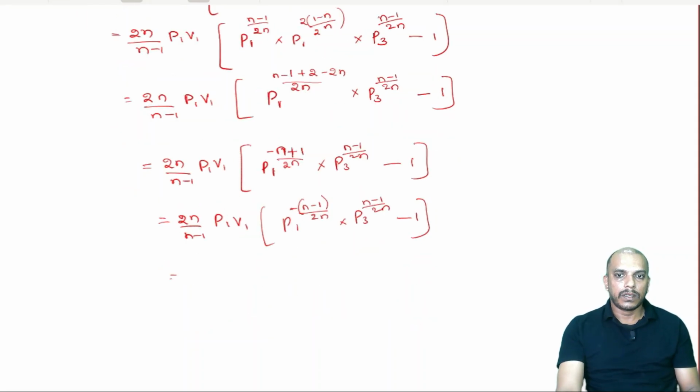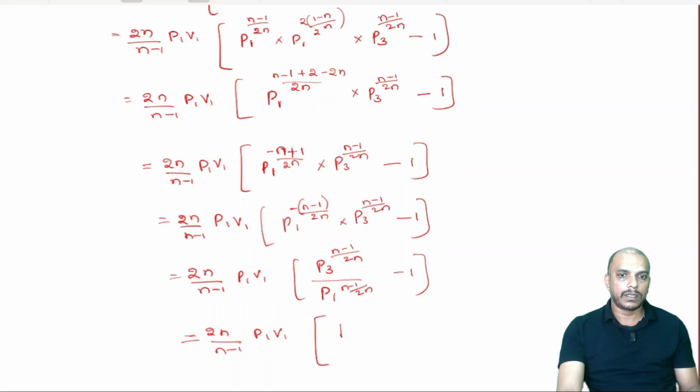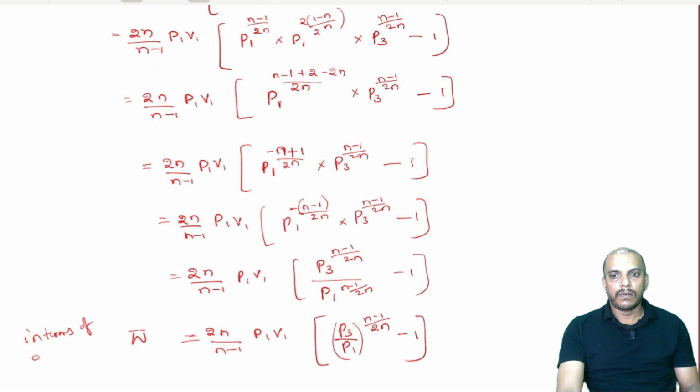Now, 2n by n minus 1 P1 V1. So, now what can we do? We can send this to the denominator. So, P3 power (n minus 1) by 2n. Since it is a negative sign, P1 power (n minus 1) by 2n, when it goes to the denominator, it will be positive. So, we have now written the same expression in terms of delivery pressure and suction pressure, that is what we wanted. So, (P3 by P1) whole power (n minus 1) by 2n, minus 1. So, this is work in terms of delivery and suction pressure.